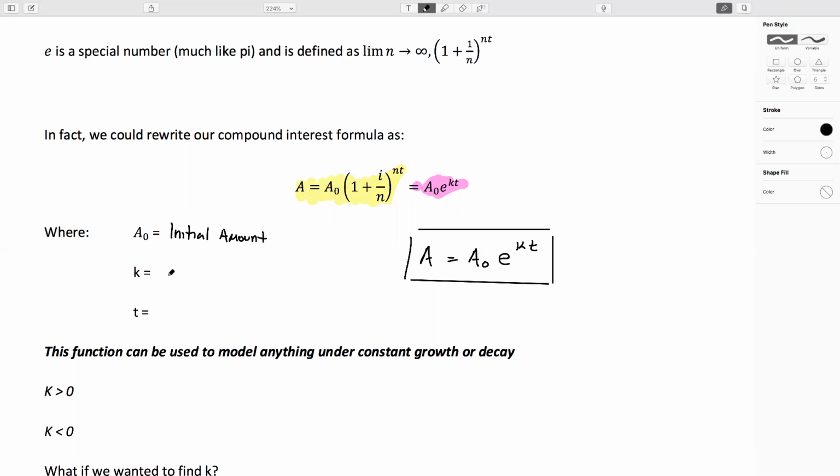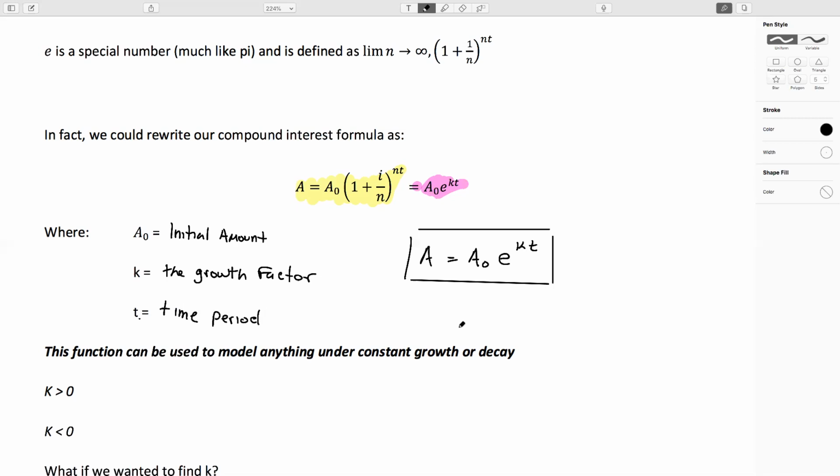K is what you call the growth factor. And the growth factor is what's going to dictate whether you've got exponential growth or decay. We're not changing the base anymore, we're changing the exponent, and the exponent is going to tell us whether or not our function is going to rapidly increase or whether it's going to rapidly decrease. And then there's time. T is going to be our time period.